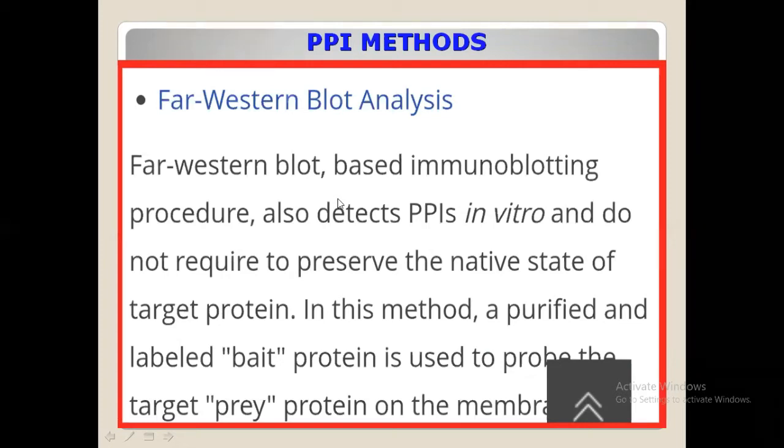This method is used to study or detect PPIs in vitro, and does not require preserving the native state of the target protein. In this method, a purified and labeled bait protein is used, like the bait protein you used in the other method, to probe the target protein. The target protein is the prey protein, which is present on the cell membrane. So this is another method used.